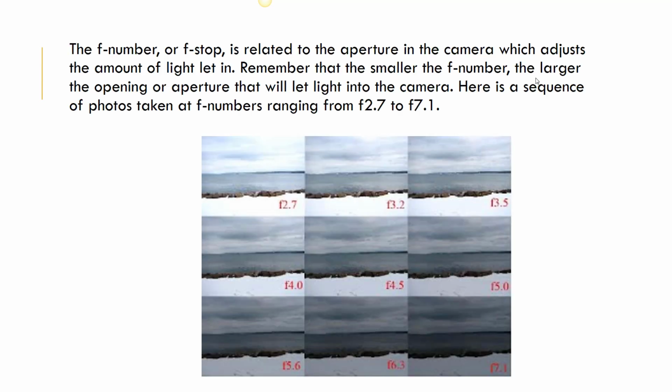So here's an example. Let's say this is my image and this is the text on screen, and here's the audio. The f number, or f-stop, is related to the aperture in the camera, which adjusts the amount of light you let in. Remember that the smaller the f number, the larger the opening or aperture that will let light into the camera. Here's a sequence of photos taken at f numbers ranging from f2.7 to f7.1.